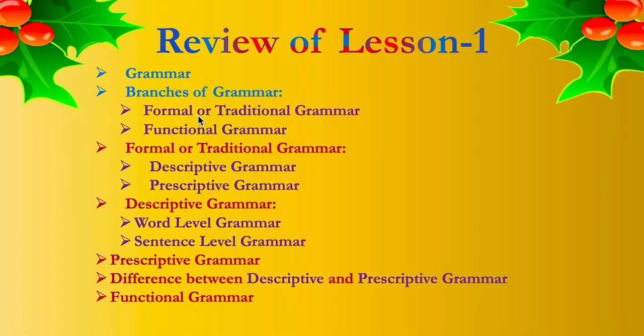Number 1, formal or traditional grammar, and functional grammar. Then we talked about formal or traditional grammar. It has two subtypes, descriptive grammar and prescriptive grammar. Then we talked about descriptive grammar. It has two sub-levels, word level grammar and sentence level grammar. We also talked about the difference between descriptive and prescriptive grammar, and functional grammar. So we talked about all the basic elements of grammar in lesson 1. If you recall, you will come to know about all this information.